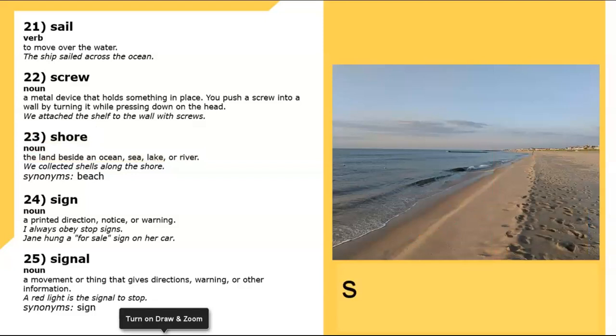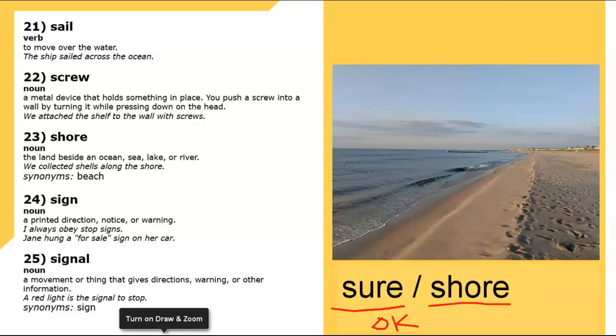Also, be careful with the word sure. Sure and shore are very similar in sound, but their meanings are different. Sure is talking about when you say okay to something. Like, do you want more cake? Sure. But shore is what we talked about, this area where the land and the ocean are meeting. That is the shore. Please be careful when you see these two words.